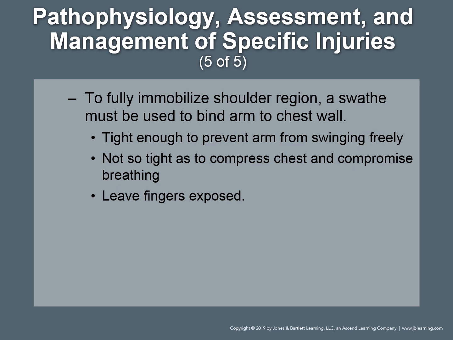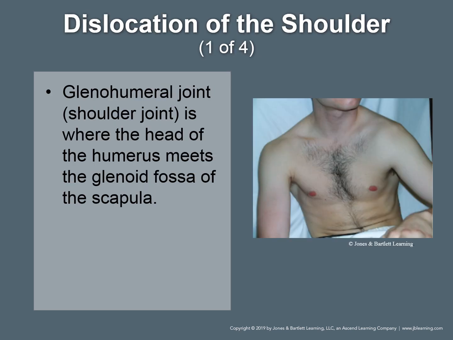To fully immobilize the shoulder region, a swath must bind the arm to the chest wall. You don't want the arm to swing and move. You want to completely bind that arm to the body and leave the fingers exposed. If you cannot check for a radial pulse, you can check for capillary refill in those fingers. And you want to make sure your patient can feel you touch them and make sure that they can move those fingers and really assess that pulse motor and sensory.